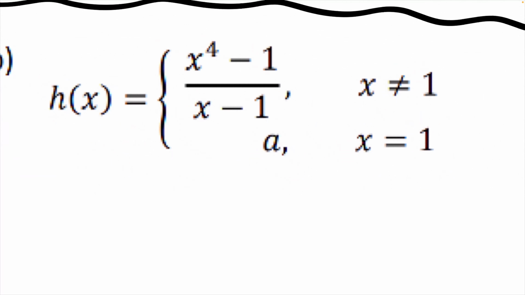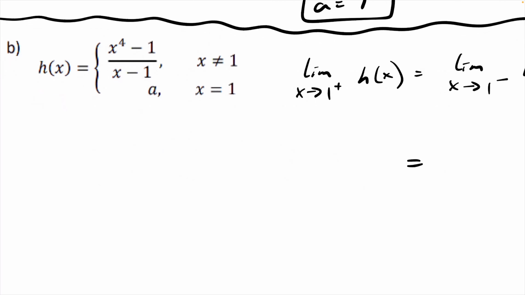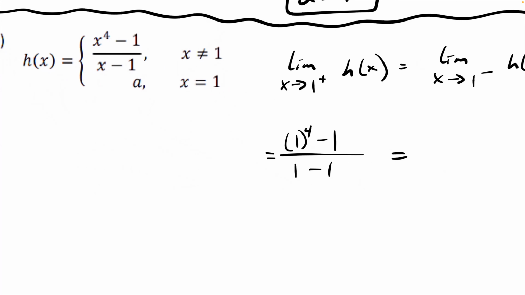So I'm going to use this guy now. Because I'm approaching 1. I'm not at 1. So I'm going to use the top guy. So what happens when I plug in 1 to the top guy? Yeah, I get 1 to the 4th minus 1, and then I get 1 minus 1, which is 0 over 0, right? So that means we can do something with this.